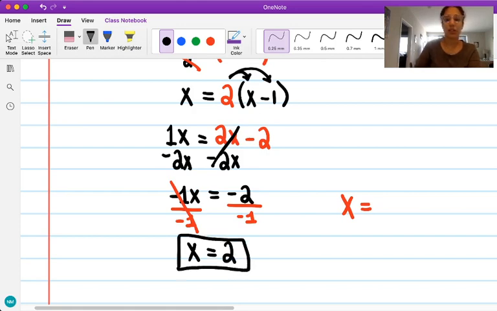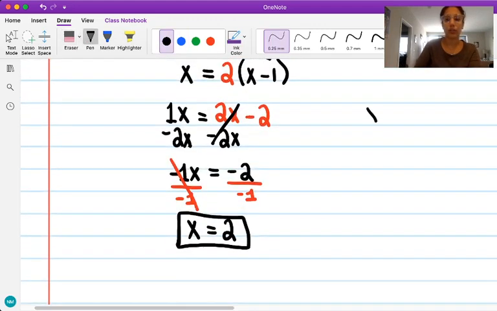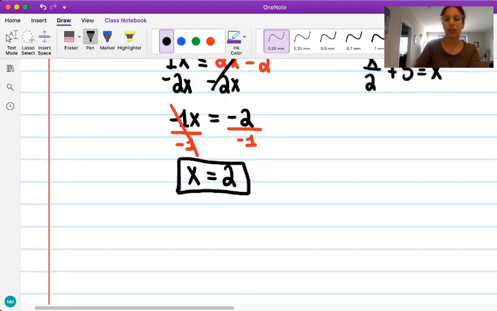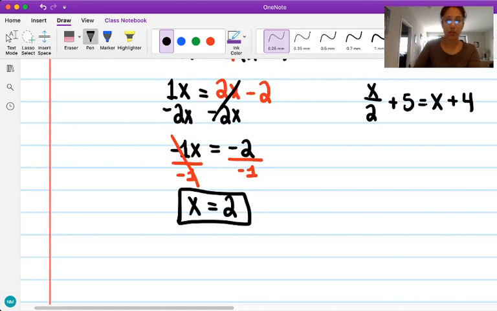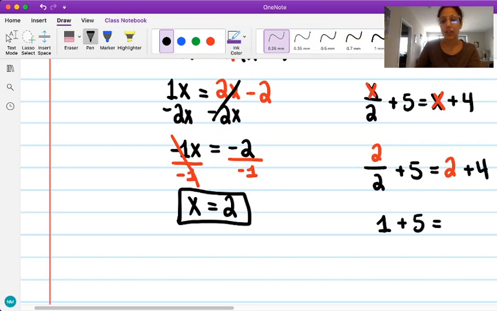Let's check our answer. So our original question was x over 2 plus 5 equals x plus 4. Let's check it. So we have 2 over 2 plus 5 equals 2 plus 4. I just plugged in 2 for x. Right, here's x and x. 2 over 2 is 1 plus 5 equals 2 plus 4 is 6. So 1 plus 5 is 6 equals 6. True statement. We know that's correct.